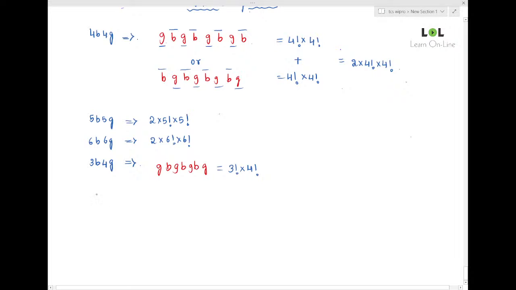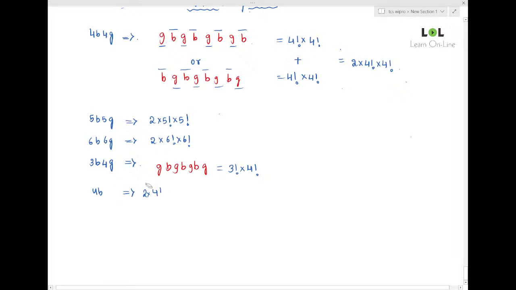Look at the next question. Tell me the answer for this. 4 boys and 4 girls. Now you tell me what will be the answer. Yeah, that is the right answer. 2 times 4 factorial into 4 factorial.